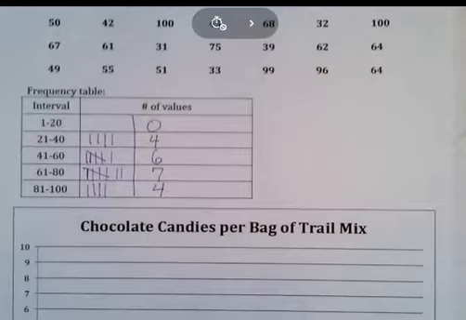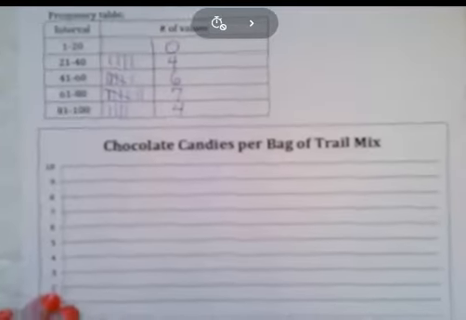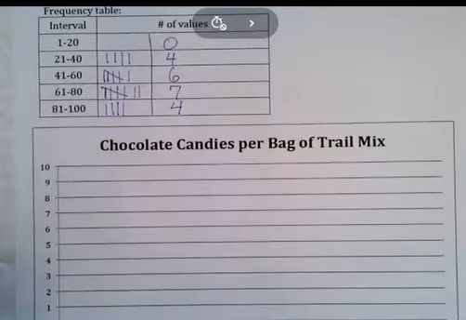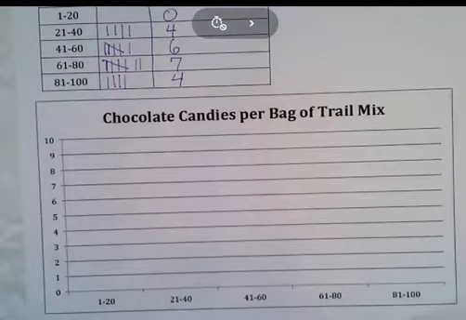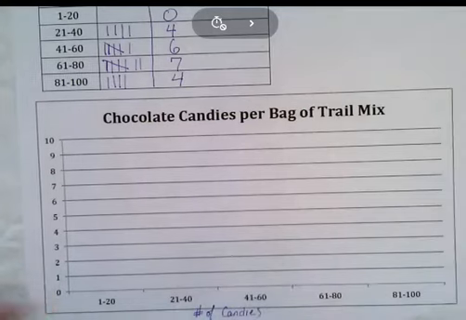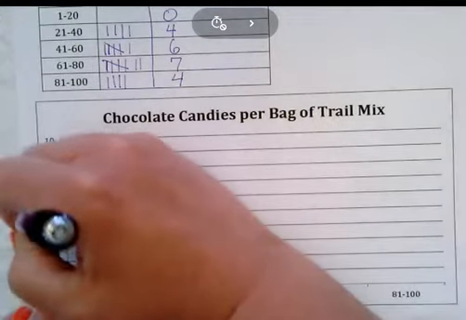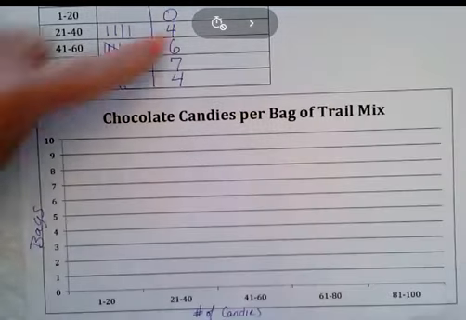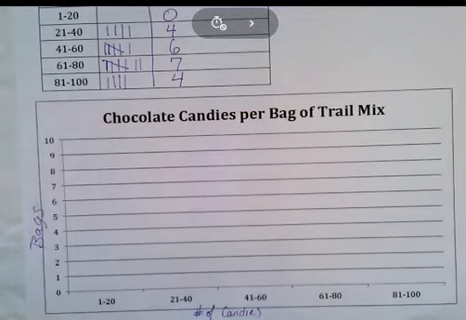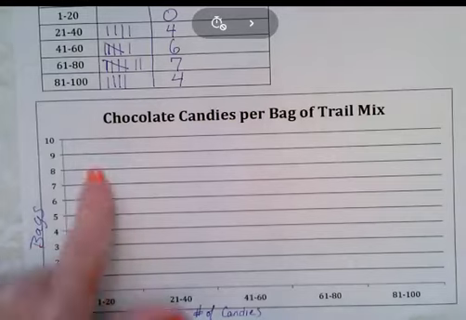I'm going to make a histogram. So I have my range down here. Remember, this range of numbers here is the number of candies, and these numbers here were the number of bags. Okay, now I'm going to simply graph them. I'm going to make bar graphs. So from 1 to 20, there were none, so I'm not going to put anything here.